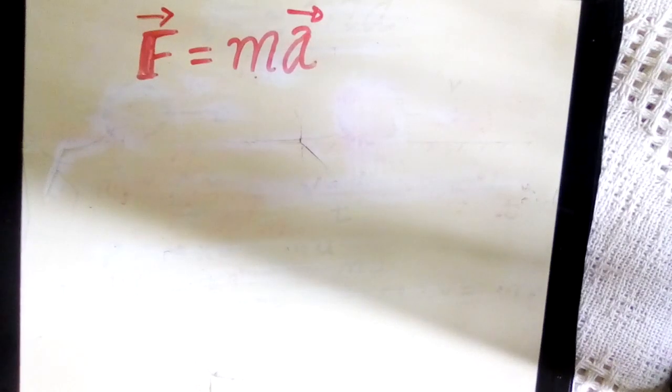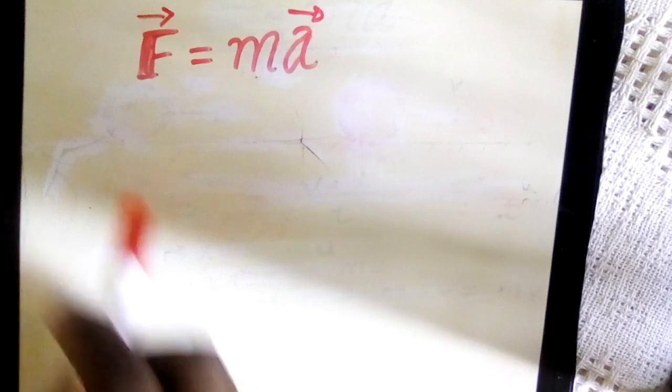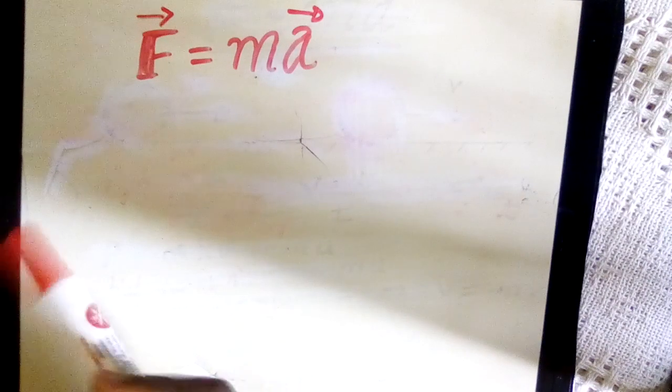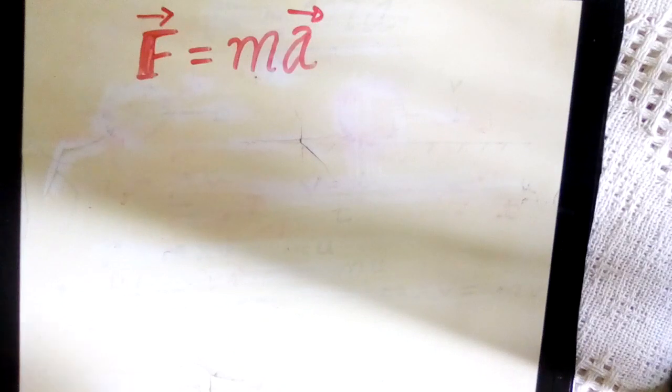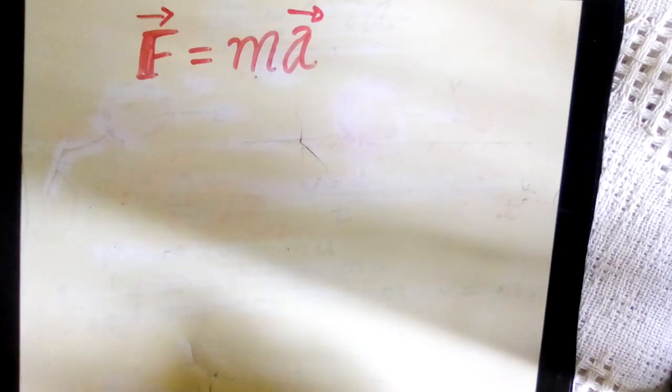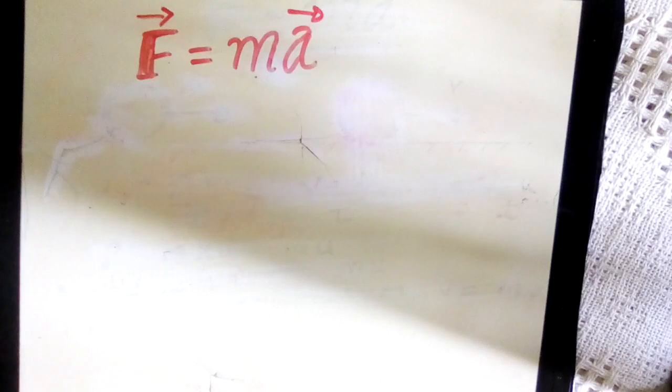By the way, what is a vector quantity and what is a scalar quantity? Well, vector quantities are quantities with both magnitude and direction, whereas scalar quantities are quantities with only magnitude. An example of a vector quantity is force, and scalar quantities are mass, speed, and many other quantities that you know.